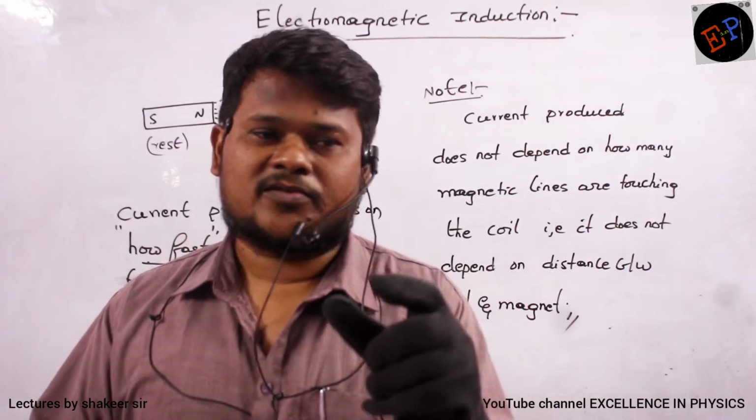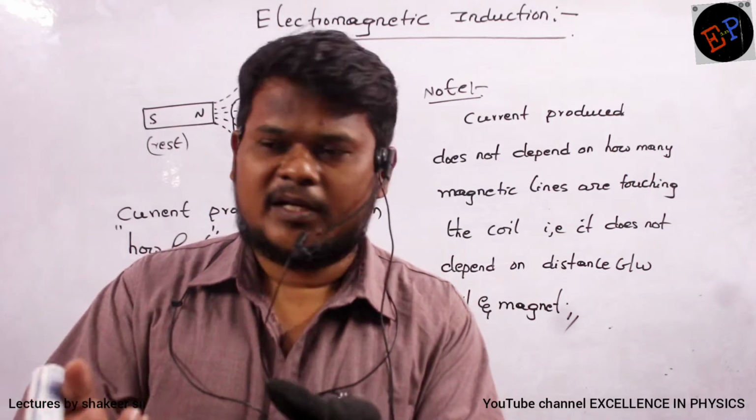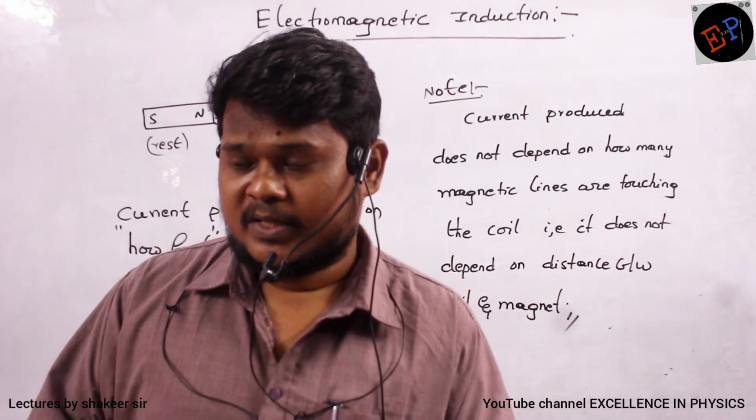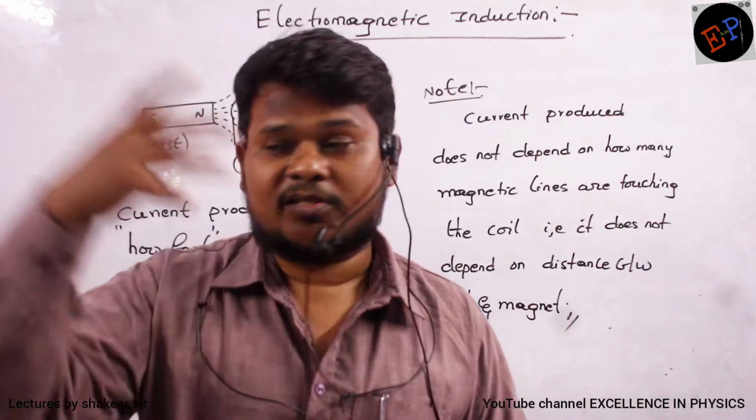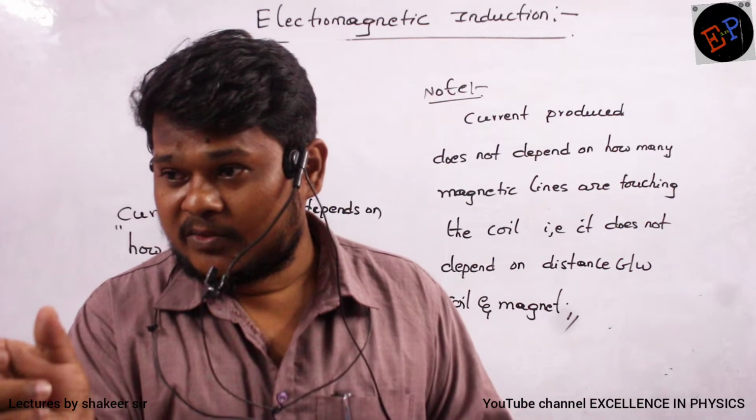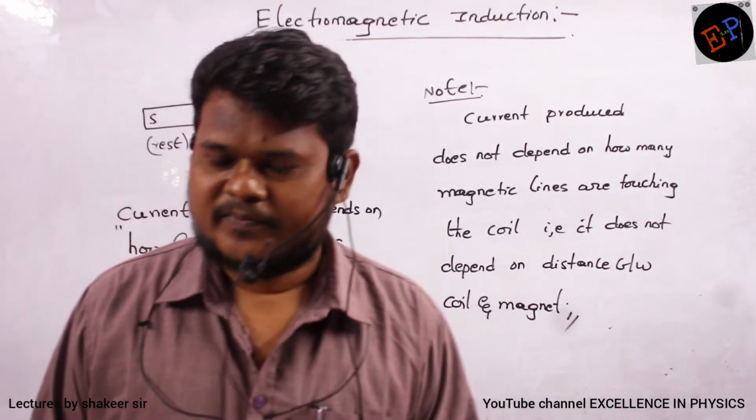Initially only 10 lines were touching. Now you have brought the magnet very close to the coil. Clear? In that process, when it is coming, what is happening? The number of magnetic lines is increasing, no? 10, 20, 30, 40, 60,000. So change is happening, no? That change produces current. Are you able to understand?